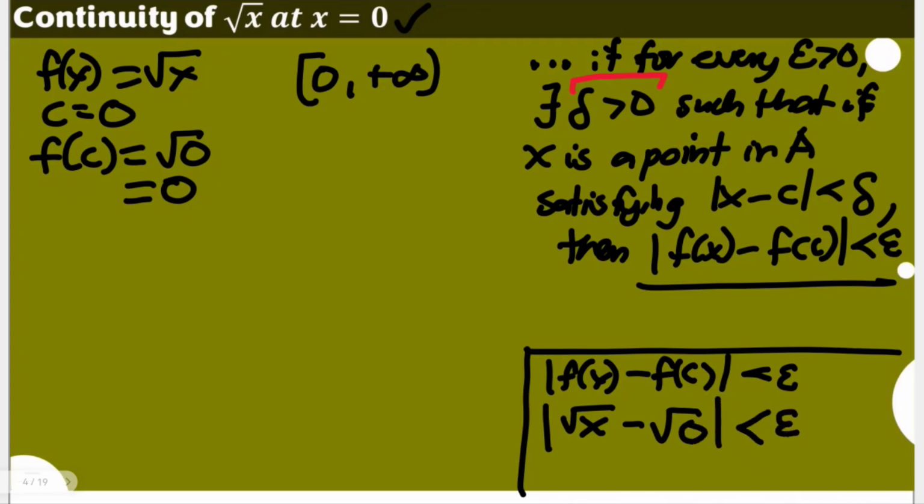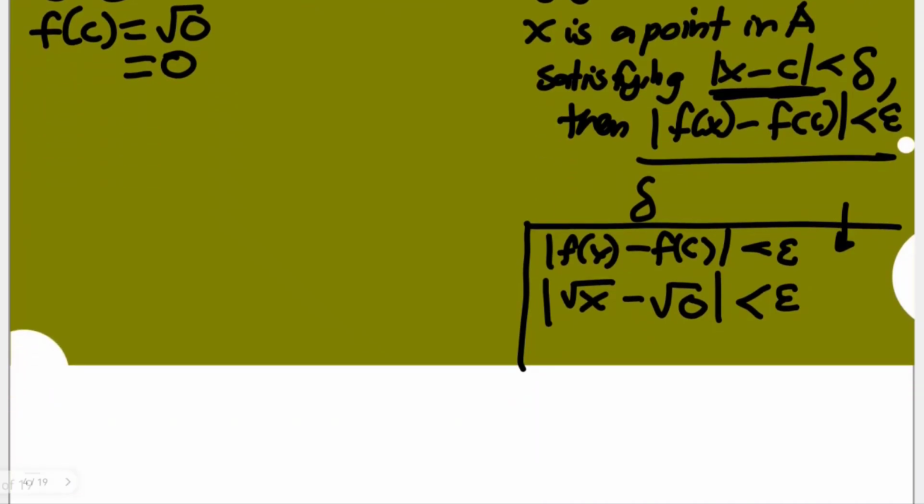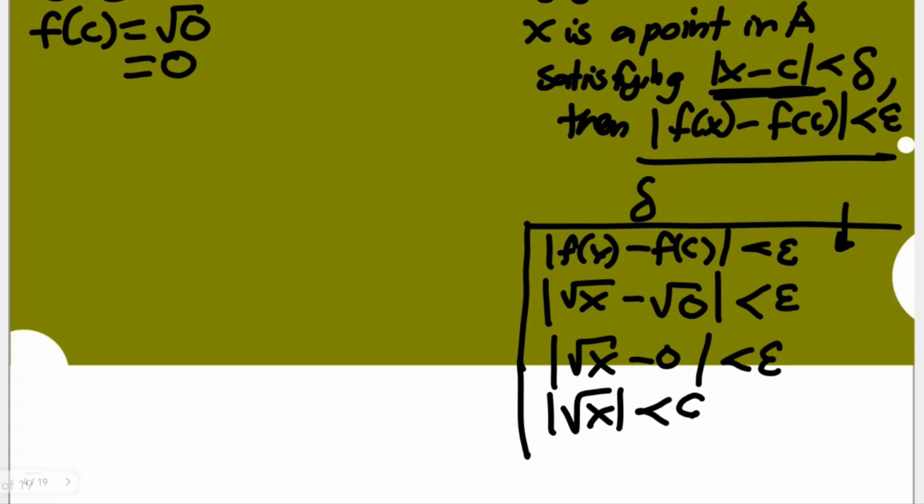You would like to come up with an expression similar to this, x minus c, in this form, so that we can actually come up with the correct form of delta we are going to use, because there exists a certain delta. Delta must be introduced here. So simplifying this further, you have square root of x minus 0 less than epsilon. So you have here the absolute value of square root of x is less than epsilon.